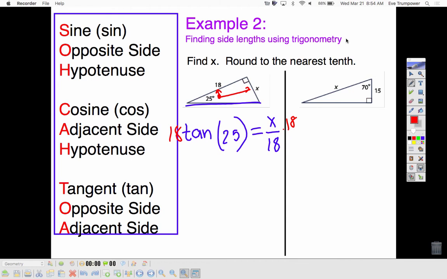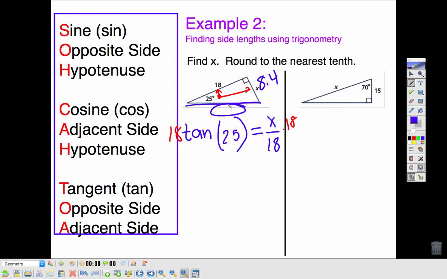We can round to the nearest tenth, so what's that? 8.4. So this side would be 8.4. Could I then solve for that side? Yeah, could use the Pythagorean theorem, or you can use your trig function to solve. Either way. Okay, let's try another one.